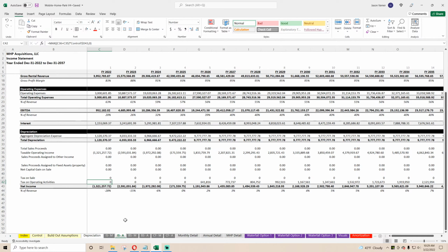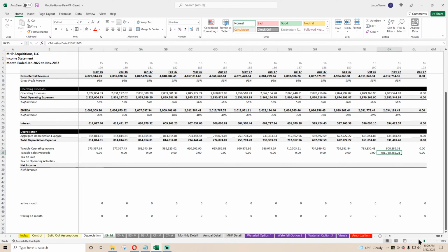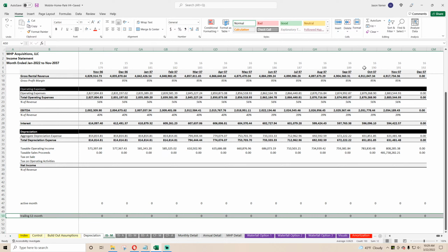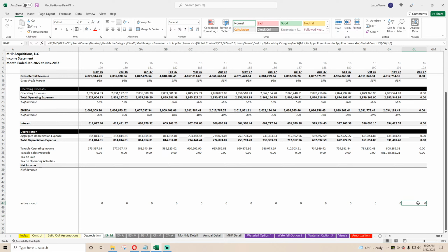All right, well, income, let's see, we don't need, we do need active, let's see, do we need this? Yes, because if we have a partial year, we need to know to not calculate taxes for all 12 months. We don't need a trailing 12 month anything. So let's get rid of all these.